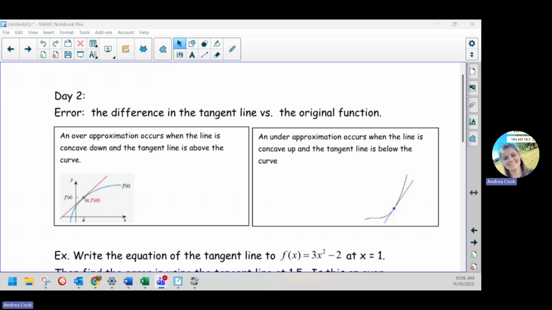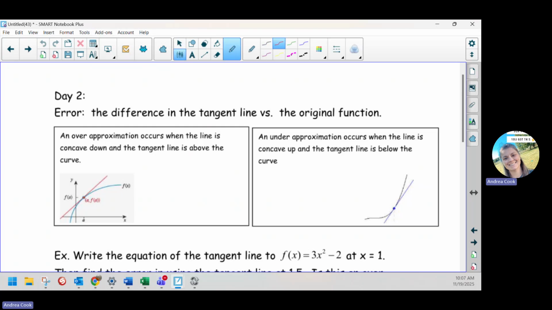Okay, today is day 2 of differentials. So first we're going to talk about error. So error is the difference in the tangent line versus the original function.